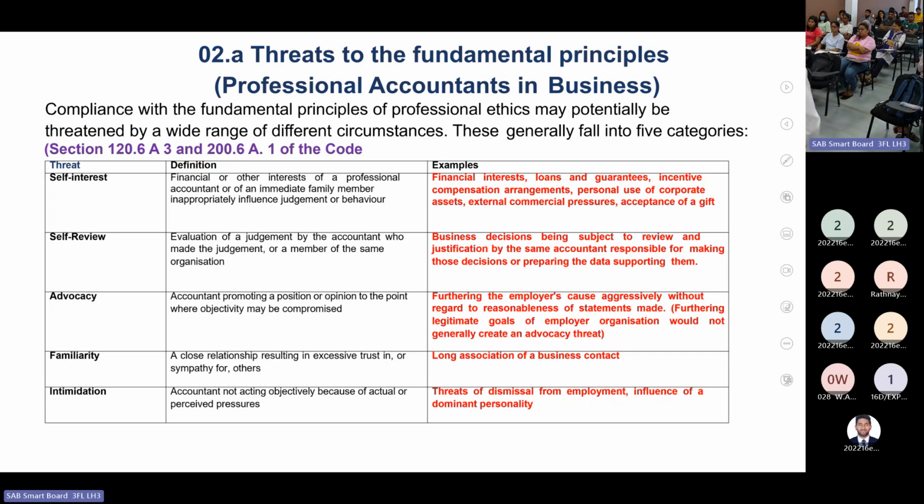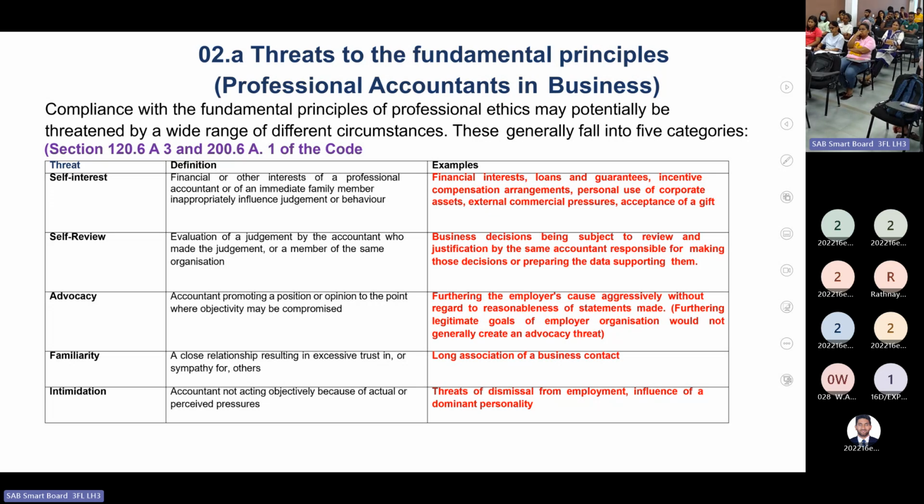Right? I am the company owner, right? Company owner tells the finance manager, you need to make this company profitable. Likewise, you need to take the expenses into next month. Likewise, you can do window dressing for the financial statement, right? And make it profit, right? If you do not do this, what will I do? I will dismiss you, right? So because of fear, the finance person tries to do it. So that is the intimidation threat, right?